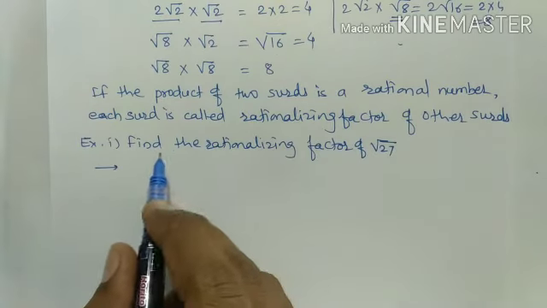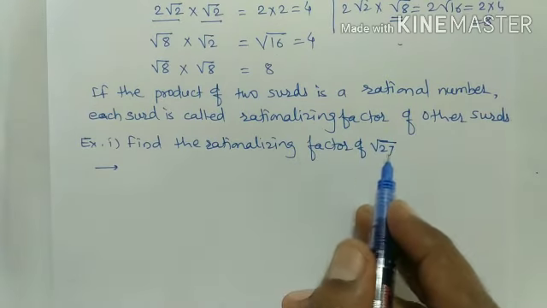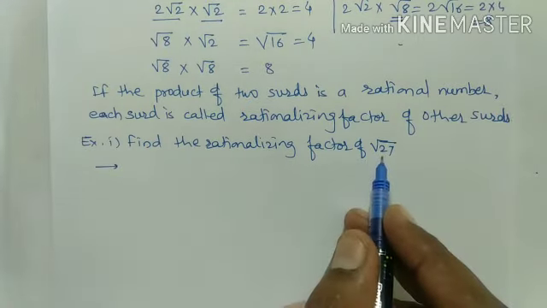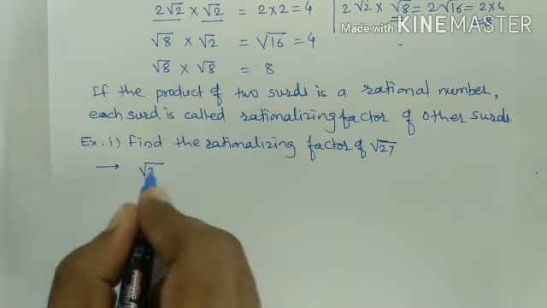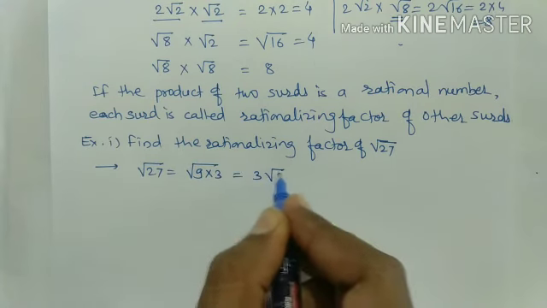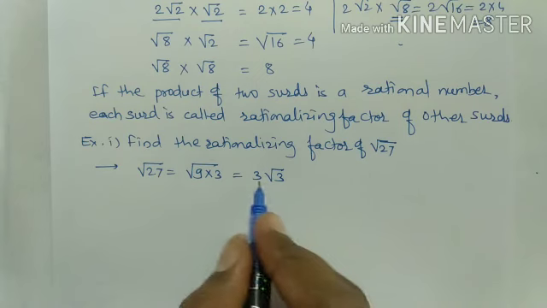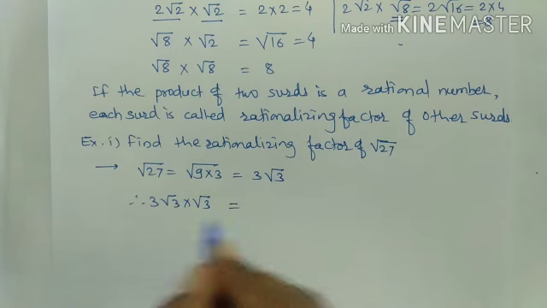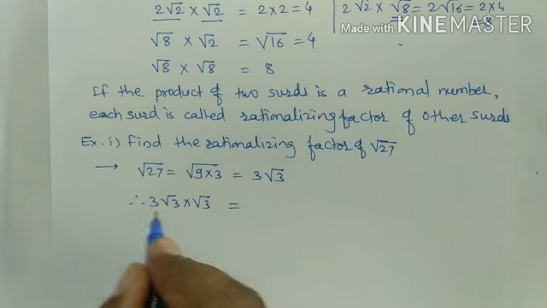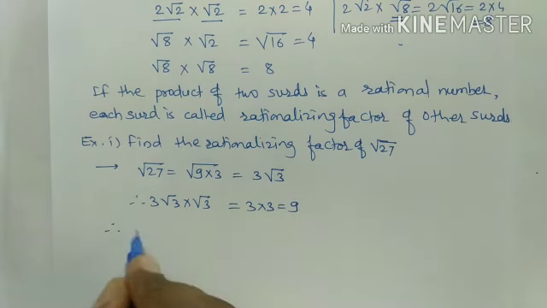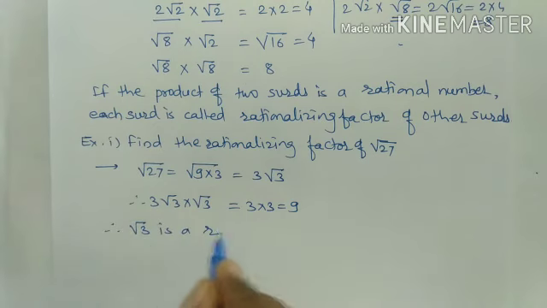Now we solve this example. Find the rationalizing factor of √27. First we convert this √27 into its simplest form. See, √27 equals √(9 into 3), that is equal to 3√3. When we multiply this 3√3 into only √3, it becomes √3 into √3, 3 into 3, 9. Therefore, this √3 is a rationalizing factor of √27.